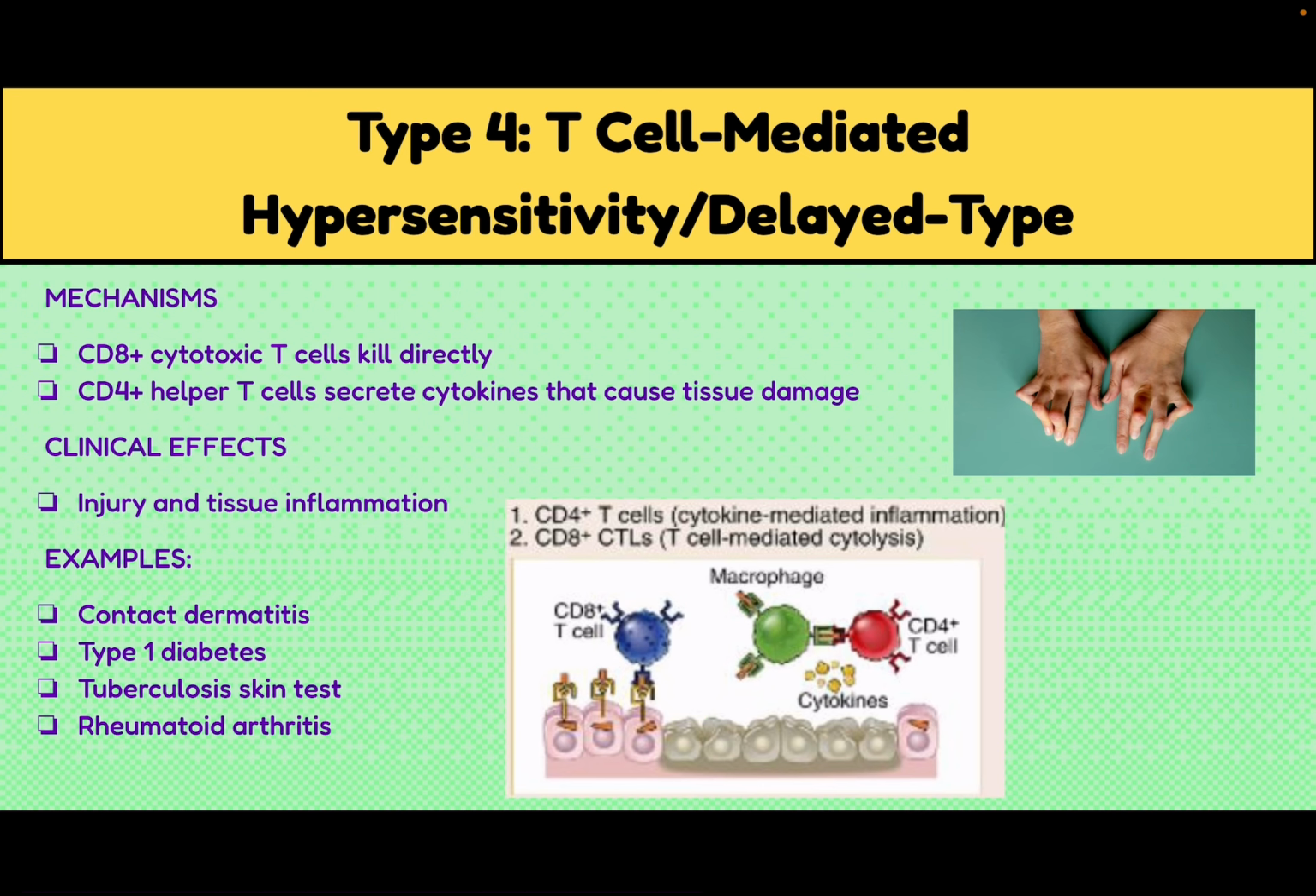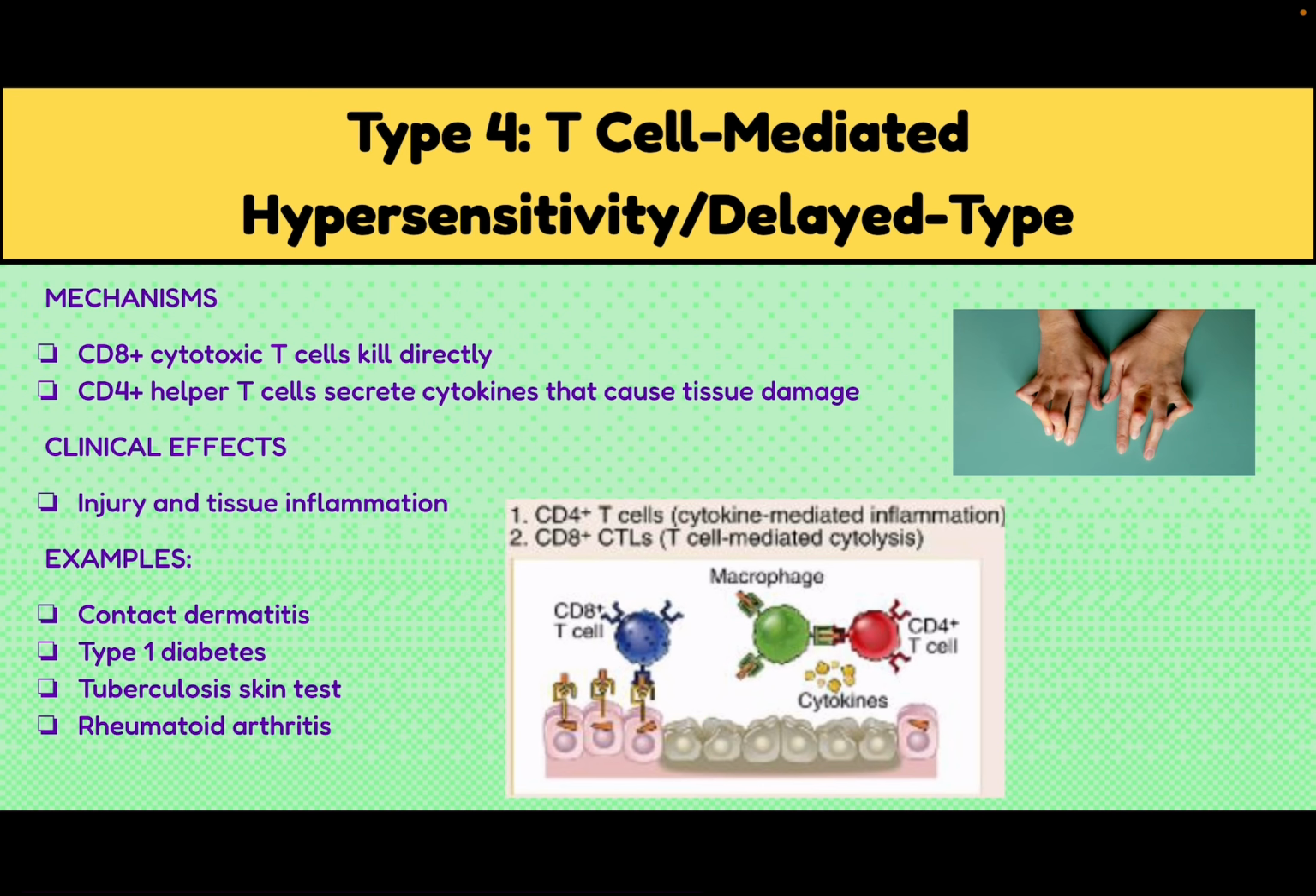Type 4 T cell mediated hypersensitivity, or the delayed type, is mediated by the T cells, and their mechanisms include the CD8 cytotoxic T cells. They directly kill the cells that display any of the self-antigens, and the CD4 helper T cells release cytokines that activate macrophages, which cause inflammation and tissue damage.